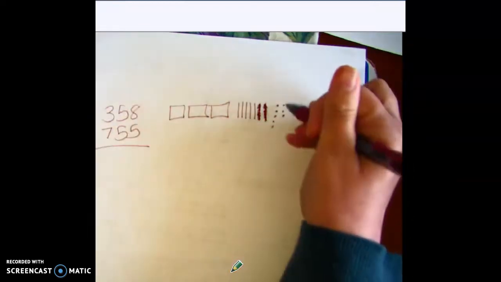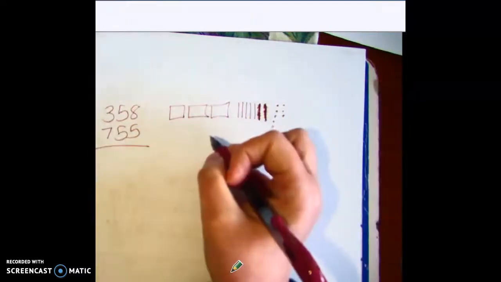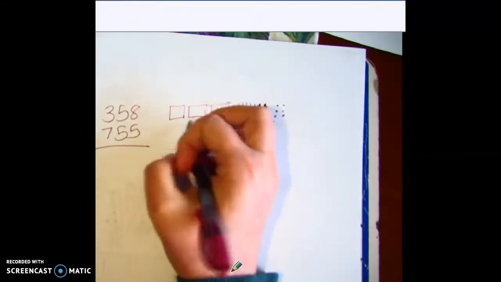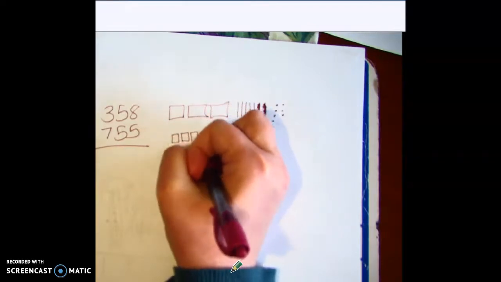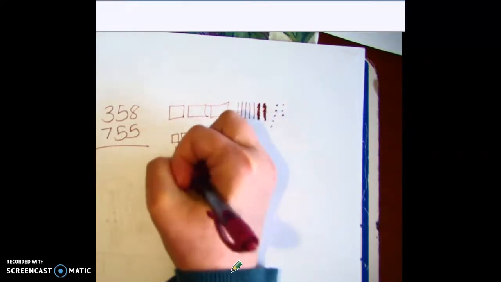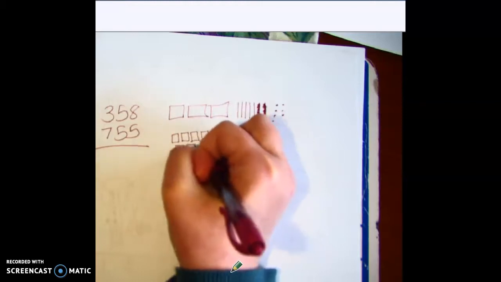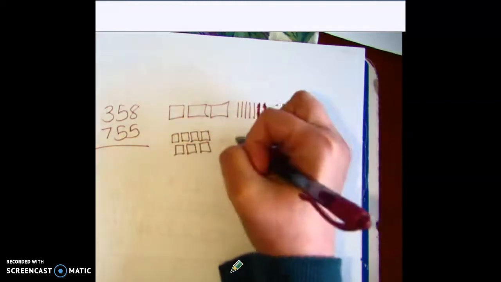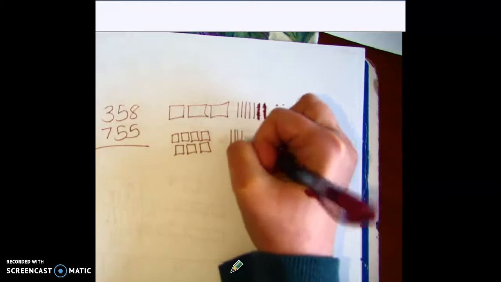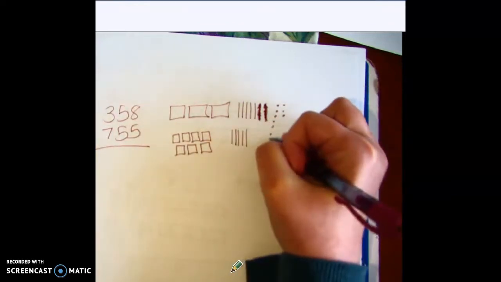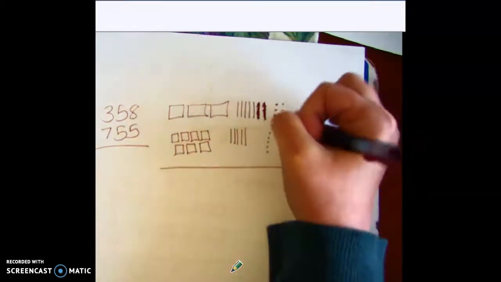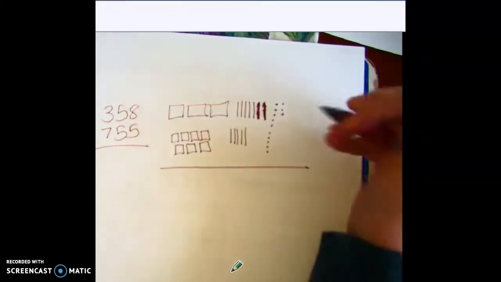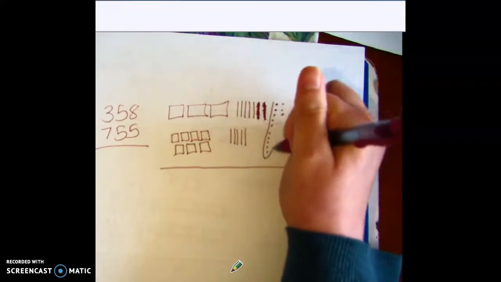8 ones, that's 5, 6, 7, 8. I'm going to go down here. I have 700s. Wow, I don't know if I have space. 1, 2, 3, 4, 5, 6, 7. 5 tens. 1, 2, 3, 4, 5. And 5 ones. 1, 2, 3, 4, 5. Draw that line under there. And I like when these 5s are here and this 5's here. Because when I get 5 here and 5 here, I know I can trade that in.